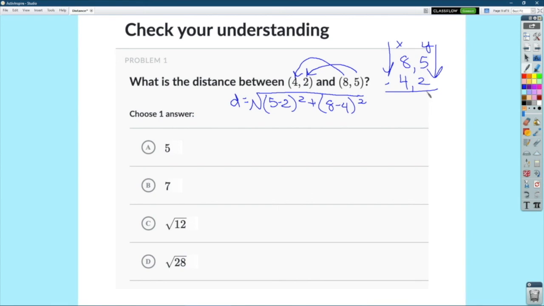And so here we have distance equals the square root of 5 minus 2, which is 3, so 3 squared, plus 8 minus 4, which is 4, so 4 squared. The distance becomes equal to the square root of 9 plus 16, which is the square root of 25. Oh, look, we got the same thing. And so D equals 5.